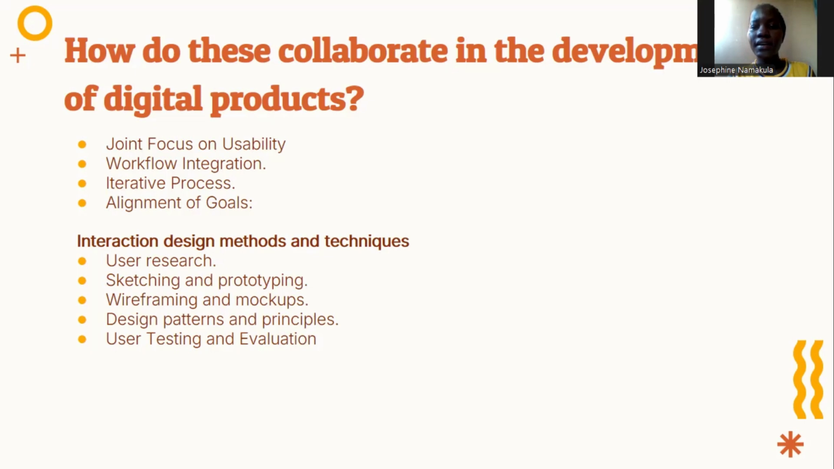While UI designers take this structure and create the visual interface, ensuring that users can intuitively understand and interact with it. So there is an iterative process. Both fields work together in a cyclical design process. After interaction designers prototype a flow, UI designers create the visuals, and then both teams test the product with users. Based on this feedback, they refine the interactions and visuals for a better usability experience.